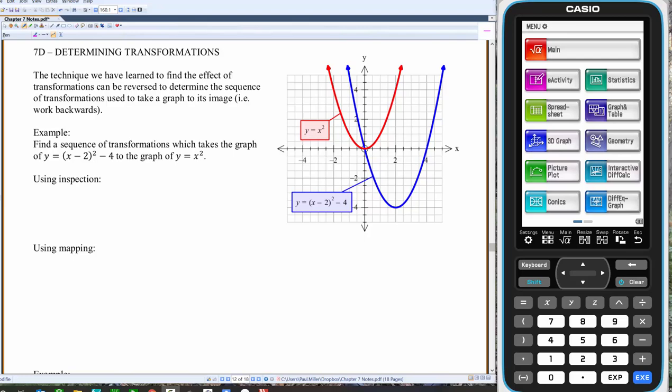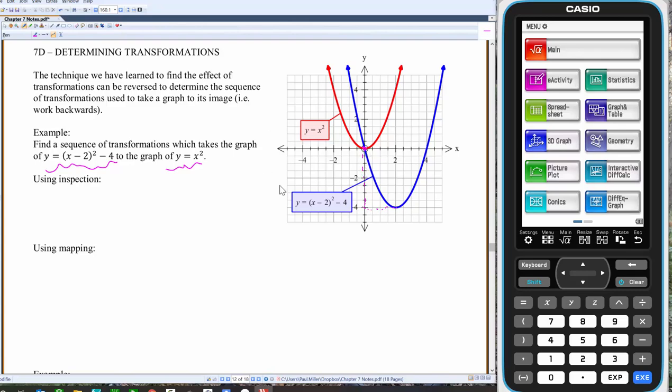Sometimes what we want to do is determine the transformations that take one function to another. There's a couple of ways of doing this, and one is by inspection. So let's have a look at an example here to begin with and see how it goes. Find a sequence of transformations which takes this graph, y equals (x take 2) all squared take 4, to this graph, y equals x squared. And what you can see is that this graph here simply moves 2 to the left and 4 units up.